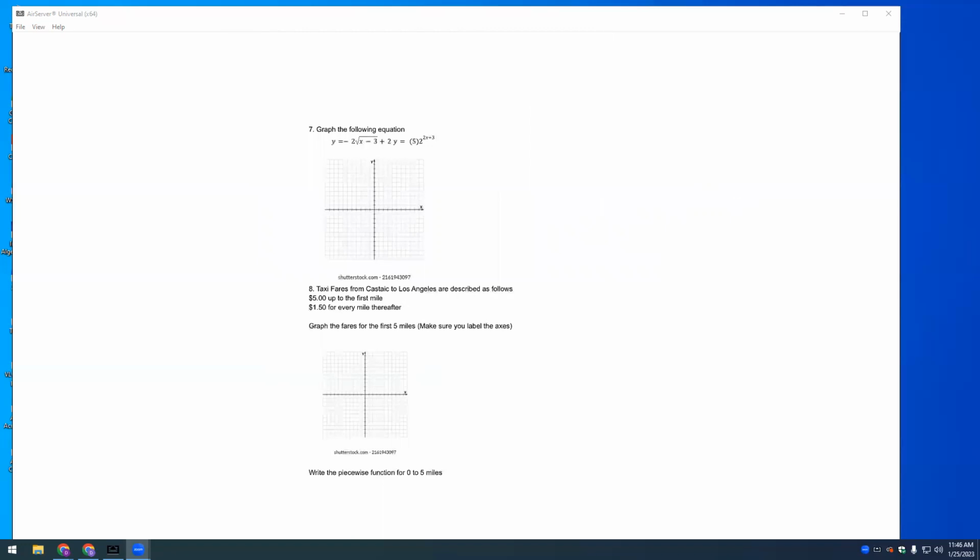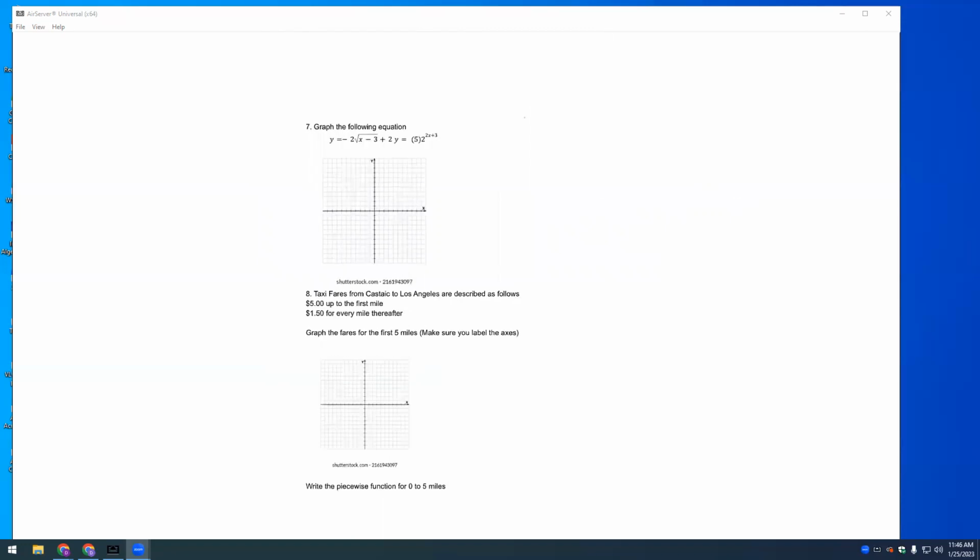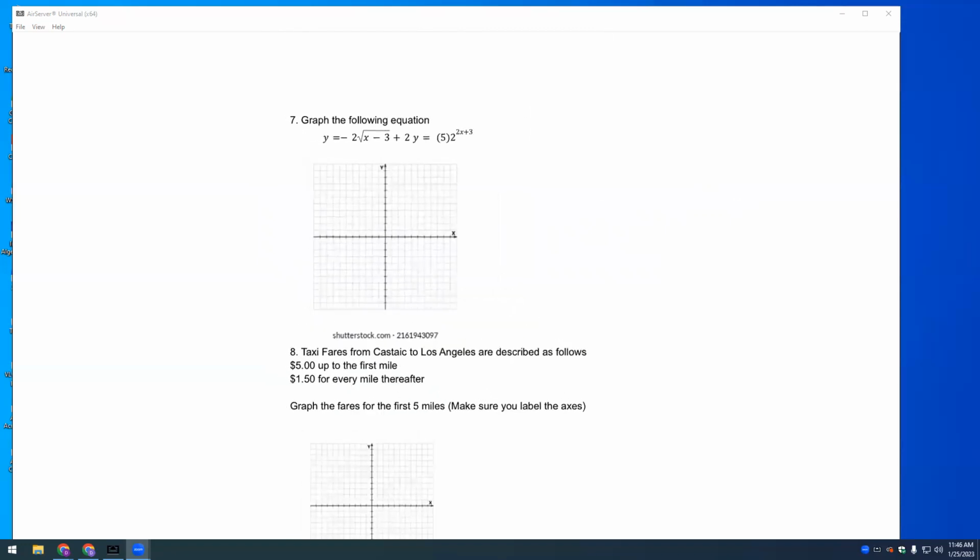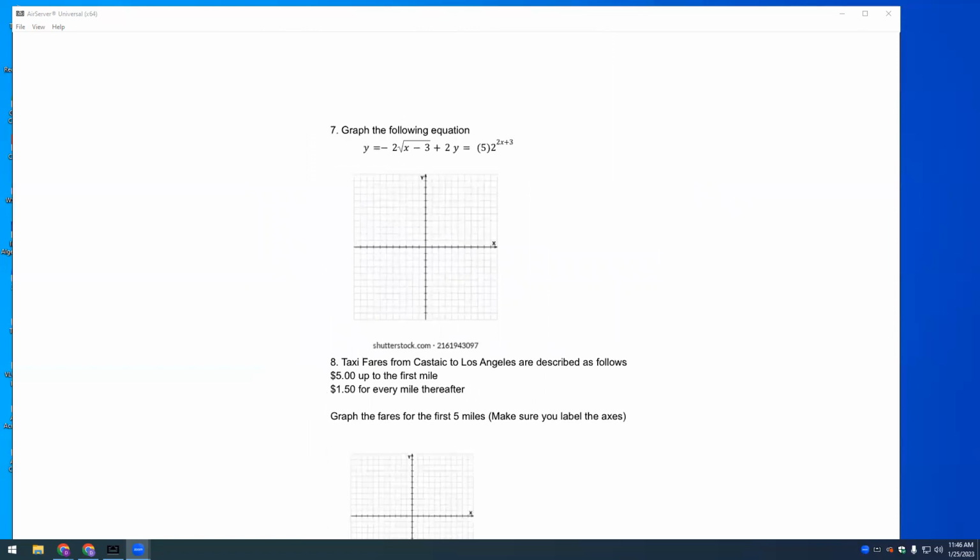All right. Number 7. Sorry, there's 2. I didn't realize there's 2 equations on this one. This one and this one.